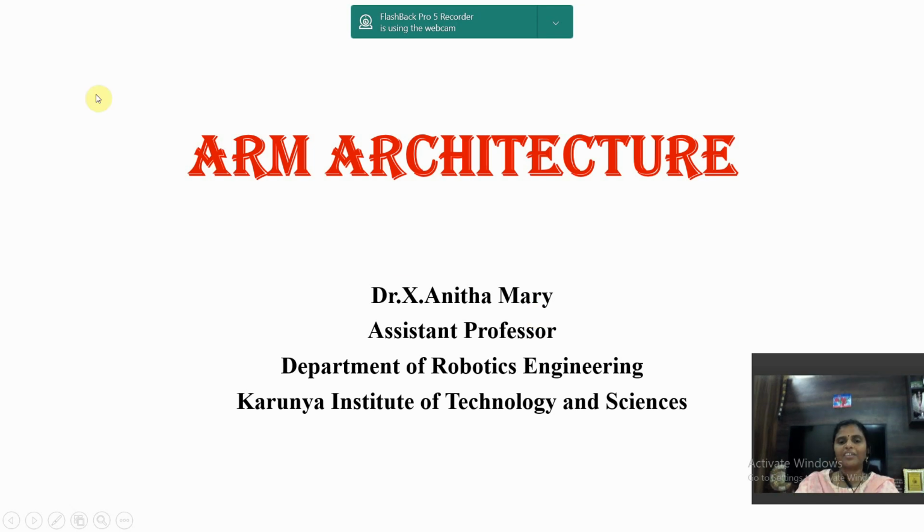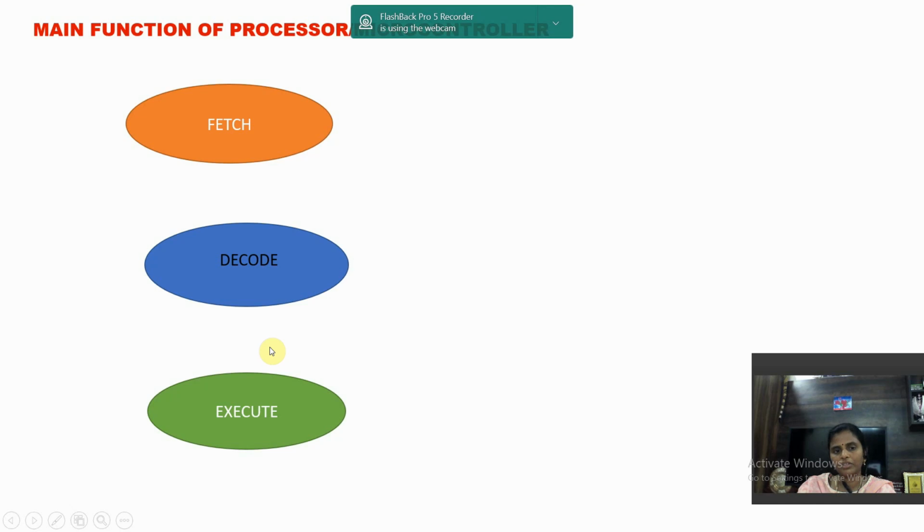Welcome to the video lecture on ARM architecture. So today we are going to see ARM architecture. For any processor or a microcontroller, there are three main functions: fetch, decode and then execute. These are the three main functions for any processor to operate.